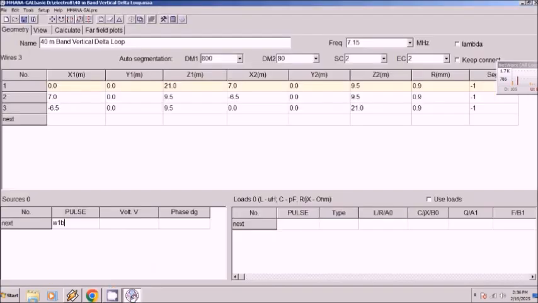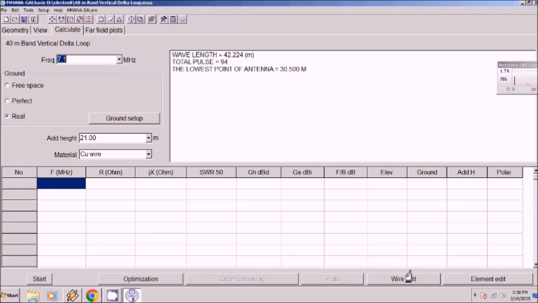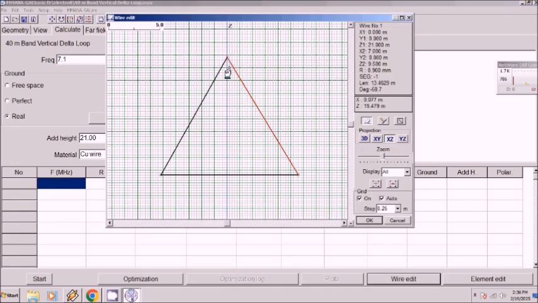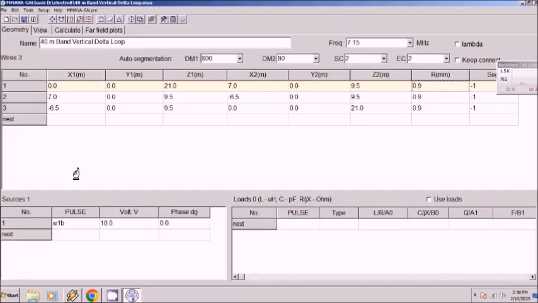Back to the software. If the pulse is going to be put here at the beginning of wire number 1, then we type here W1B, which stands for the beginning of wire number 1, and click enter. Okay, the voltage is going to be 10 volt and phase degree is 0 degree.